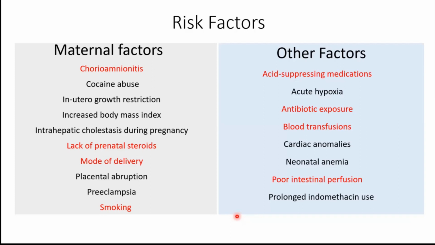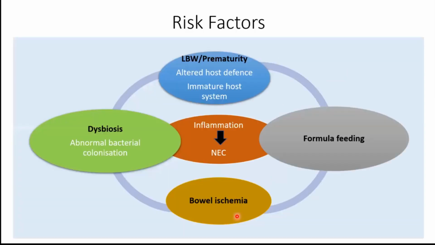Important maternal factors being chorioamnionitis, lack of prenatal steroids, mode of delivery, and history of maternal smoking. Other factors being acid suppressing medications, antibiotic exposure, which mainly lead to gut dysbiosis causing NEC, blood transfusions, and poor intestinal perfusion. So the main risk factor which has been consistently associated with NEC includes low birth weight or prematurity with altered host defense with immature host system and formula feeding, dysbiosis, and bowel ischemia. All these factors lead to necrotizing enterocolitis.